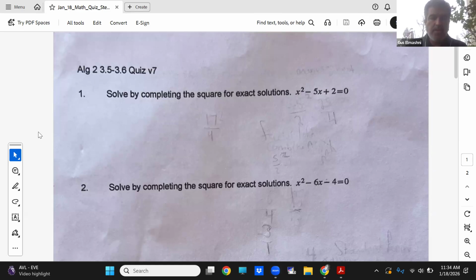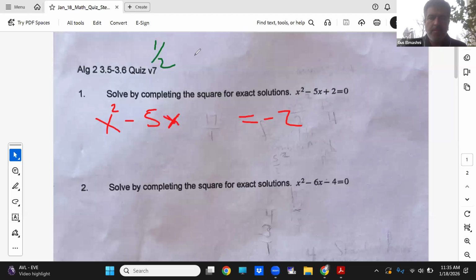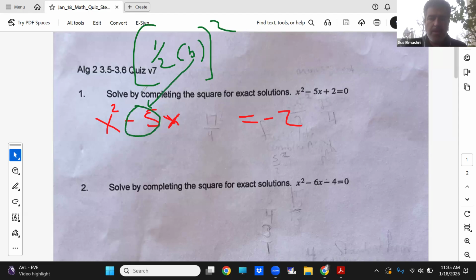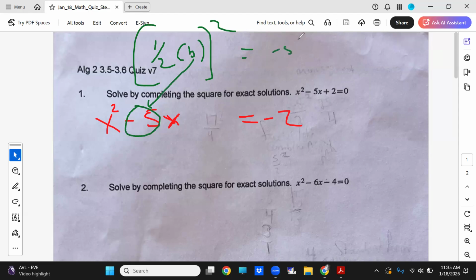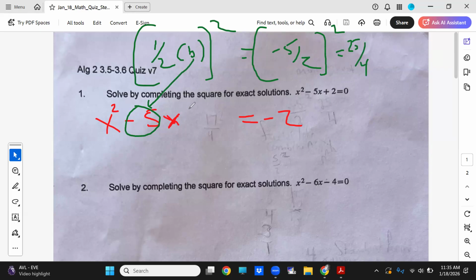I'll show you. What you do is you want to keep x squared and x on one side, and then move the constant to the other side. That's how I usually like to start. Then you take half of b and square it. B is always the number in front of x. So that means negative 5 halves squared, which is 25 over 4. So you add that to both sides.